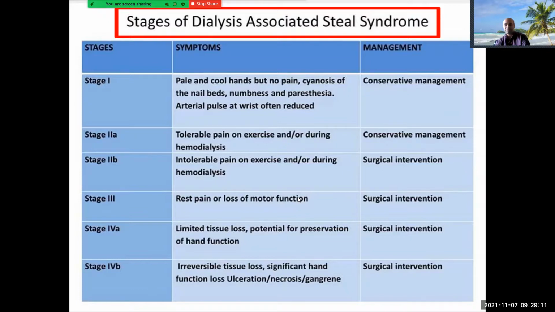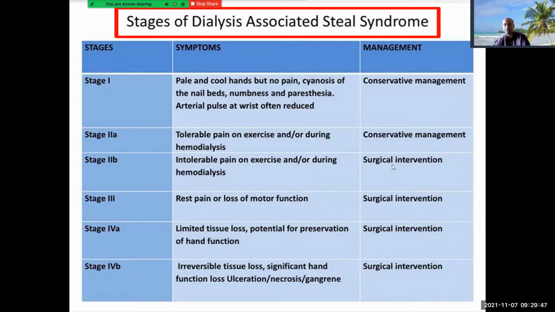Stages of dialysis access steal syndrome go from stage 1 to stage 4B, showing who will get conservative and who will get surgical management. Stage 1 shows just a pale, cool hand, no pain or cyanosis of the finger beds, with numbness and paresthesia and reduced arterial pulse. This is conservative management. Stage 2A is tolerable pain on exercise and or during hemodialysis, also conservative management. Intolerable pain on exercise and or during hemodialysis needs surgical intervention.